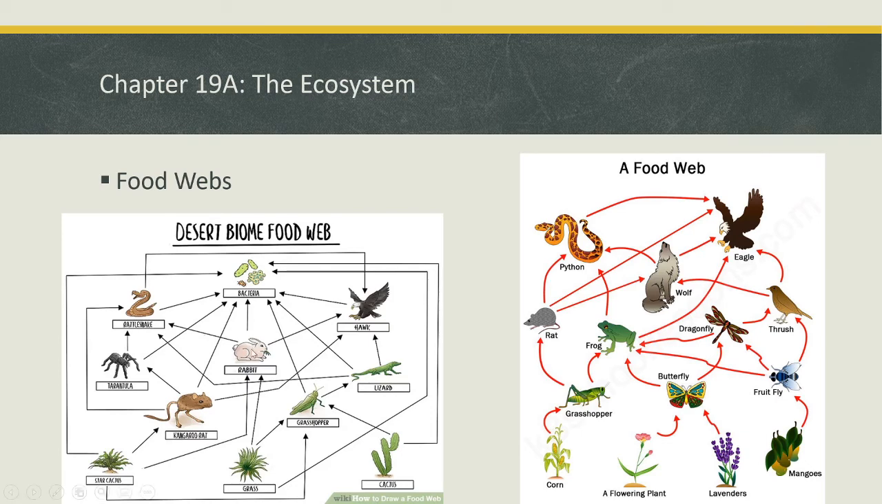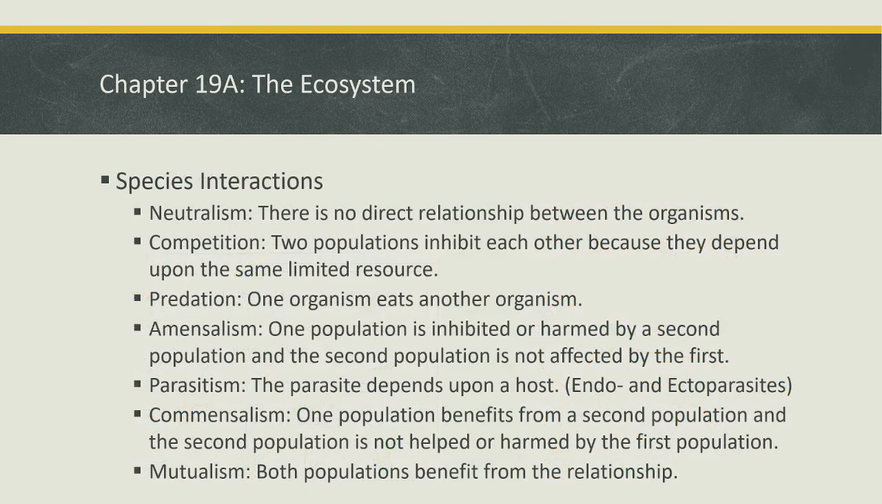How about rabbit? Well, let's see. Rabbit eats star cactus, and rabbit eats grass. Rabbit is eaten by hawk, and rabbit is eaten by rattlesnake. All right, so stuff like that. And then a similar one here. Butterfly eats lavender and a flowering plant. The butterfly is eaten by a frog and a dragonfly. All right, so food webs. As you can imagine, they can get pretty complicated for some ecosystems.